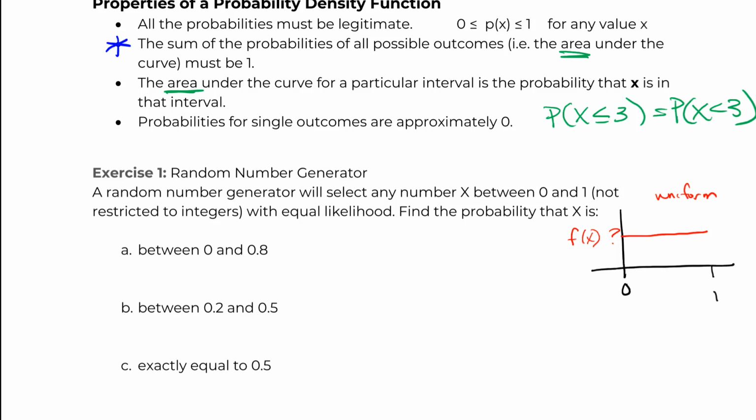And this is where you're going to use this bullet point here. The area under the curve must be 1. So if all of this is 1, then this must also be at 1, because we've got a rectangle, right? So this is 1 times 1, which is just 1. And then we can do these next pieces. The probability that we're between 0 and 0.8. This is the area that we're looking for. And we could just find the area of this rectangle. It's going to be 0.8 times 1, because that's the base times the height.